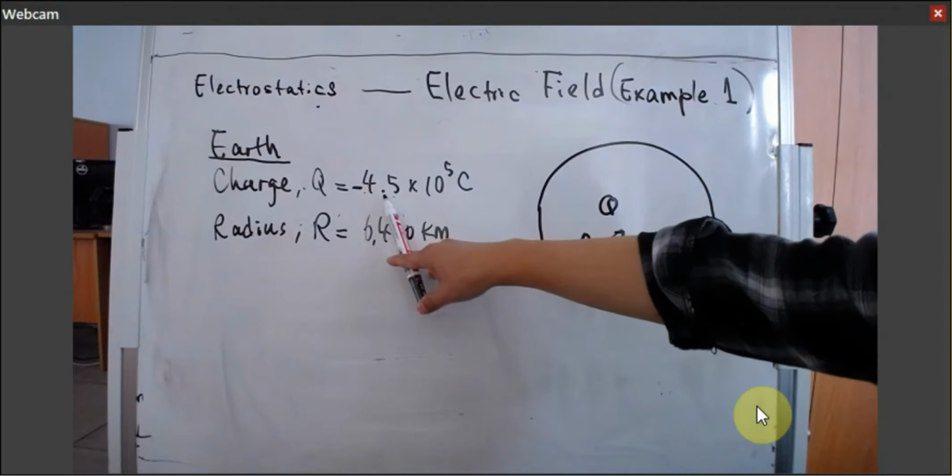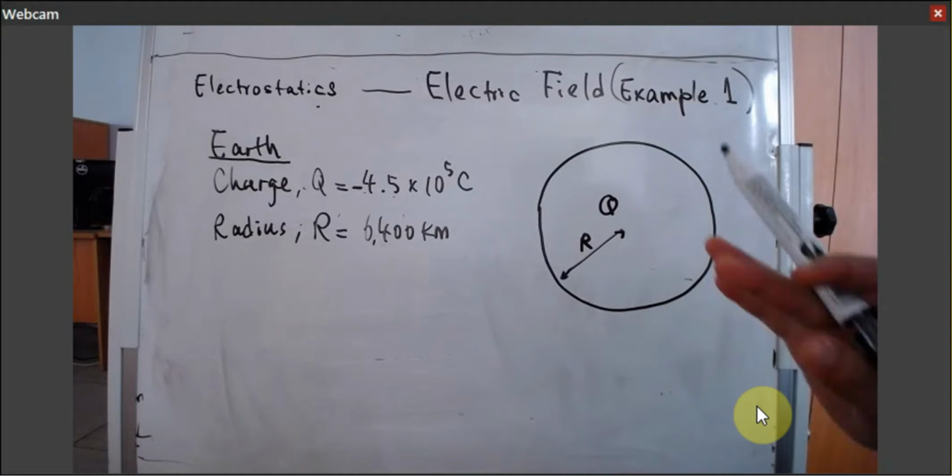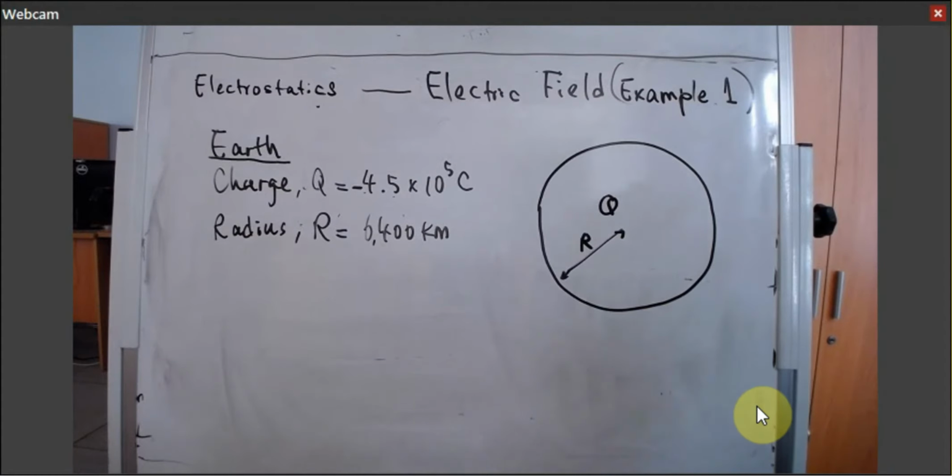minus 4.5 times 10 to the power 5 coulombs. And the radius is about 6,400 kilometers. So we are going to base on this piece of information to work out the electric field.